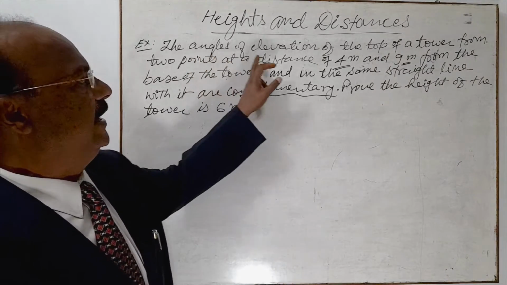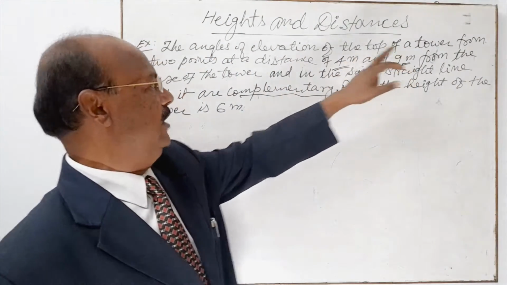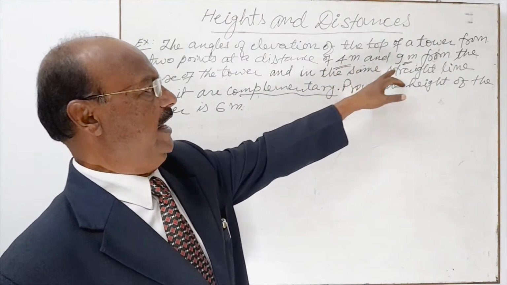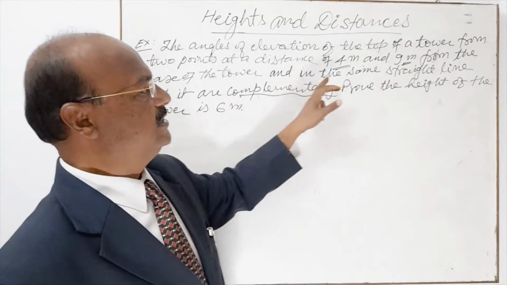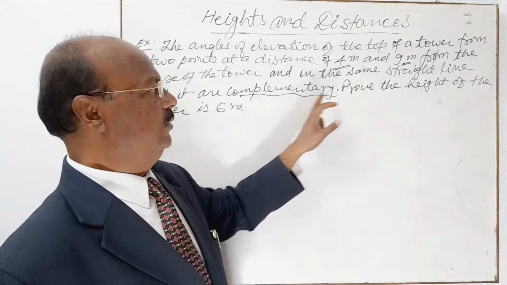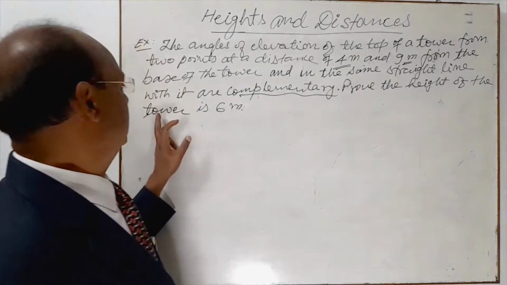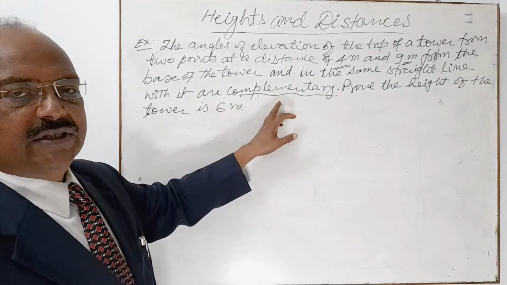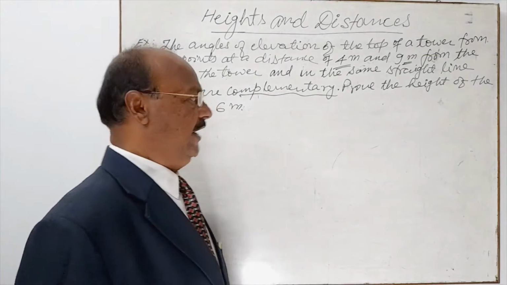The question is: the angles of elevation of the top of a tower from 2 points at a distance of 4 meter and 9 meter from the base of the tower and in the same straight line with it are complementary. Prove that the height of the tower is 6 meter. Complementary means the sum of two angles is 90 degree.